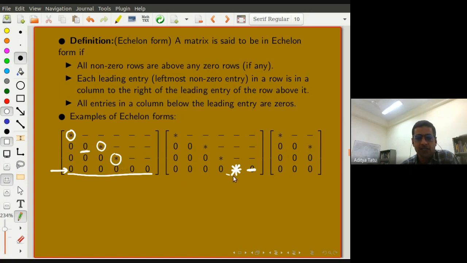So these are echelon matrices. This also is a valid echelon matrix. So I have two rows which are zero. That's fine, as long as both these rows are below any other row which is non-zero.